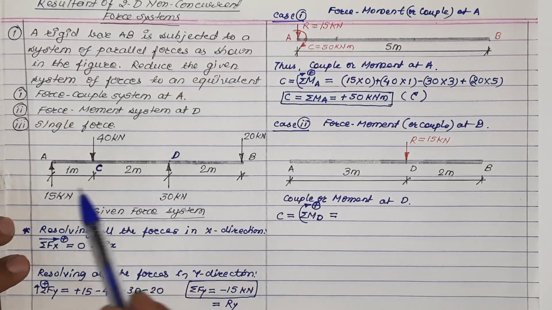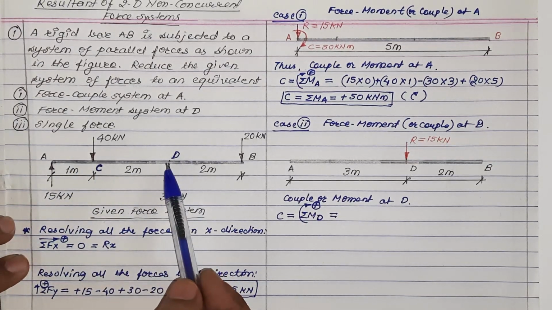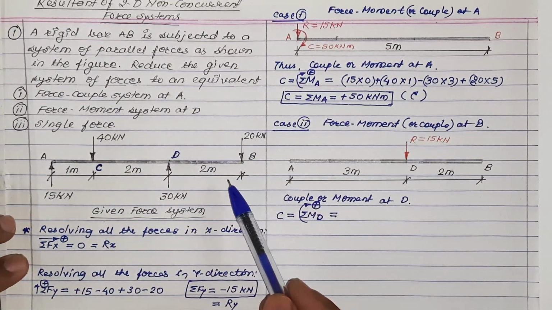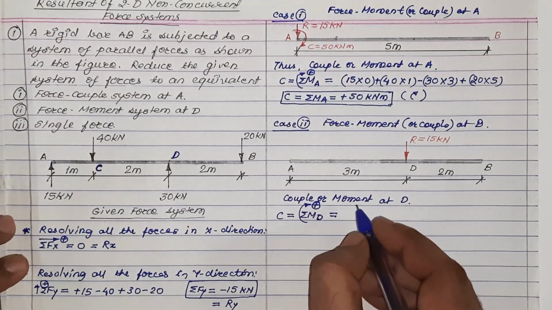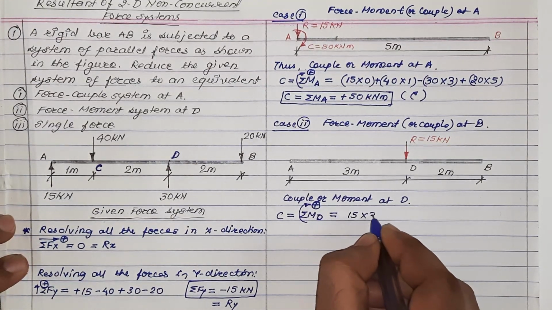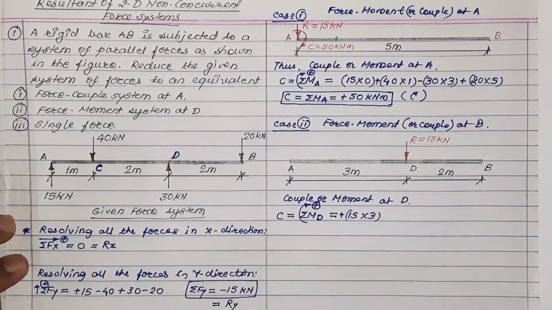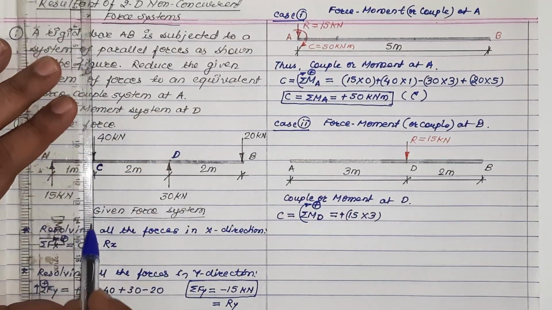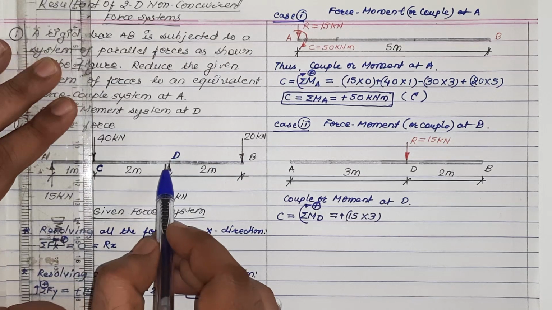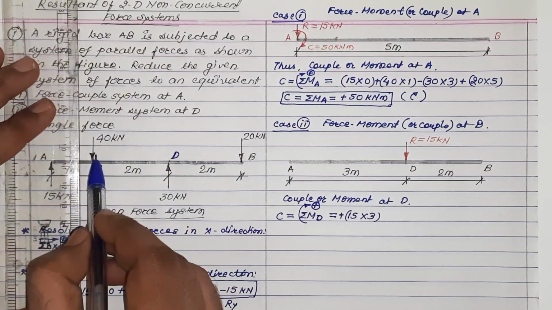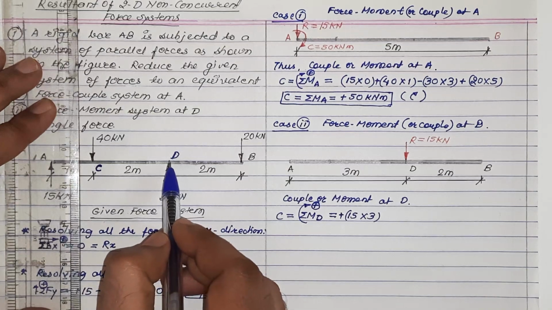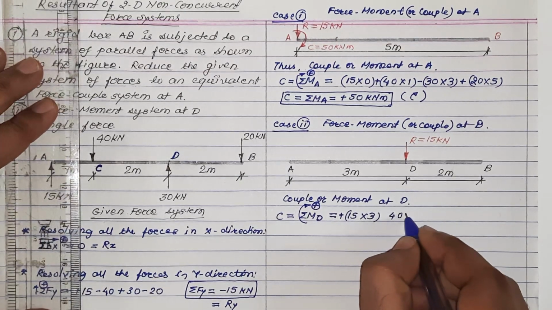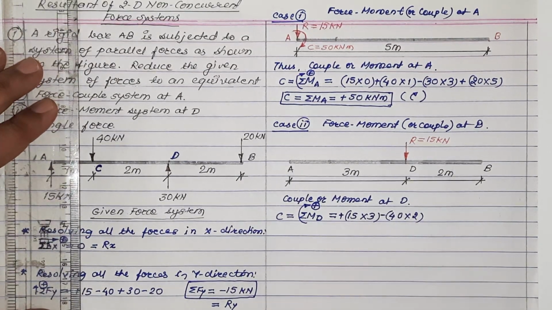Thereafter, treat AD as the radius, D as center, and observe the direction of arrowhead. It will rotate the system in clockwise direction. Hence, it will be written as 15 multiplied by 3 clockwise. Thereafter, we have 40 kilonewton. Follow the same process. Place the scale. This indicates the line of action of the force. Point D is moment center. Perpendicular distance is 2 meter. Arrowhead is downward. CD will be the radius. D will be the center, and it will rotate the system in anti-clockwise direction. Hence, 40 multiplied by 2, it will be negative.